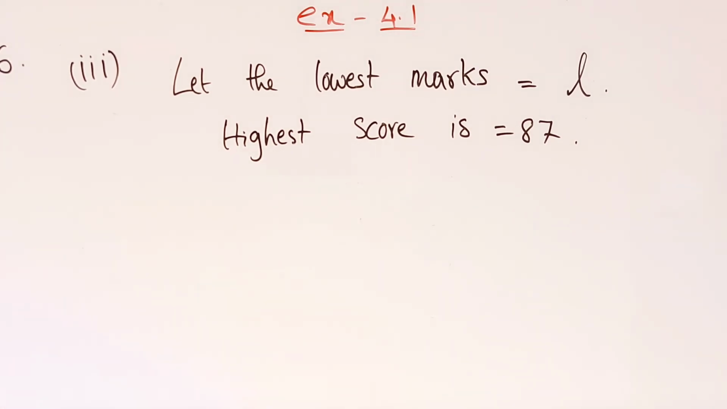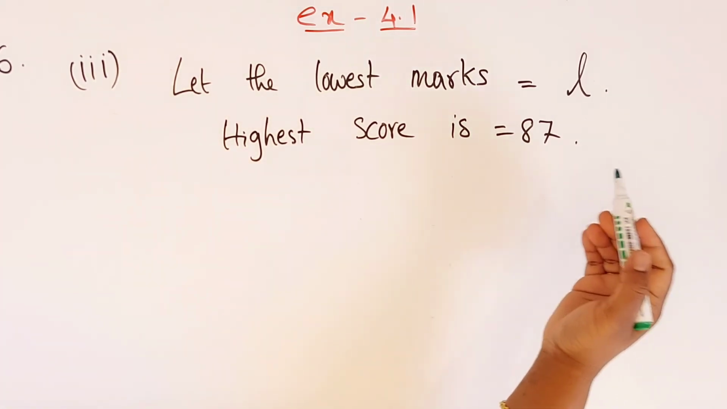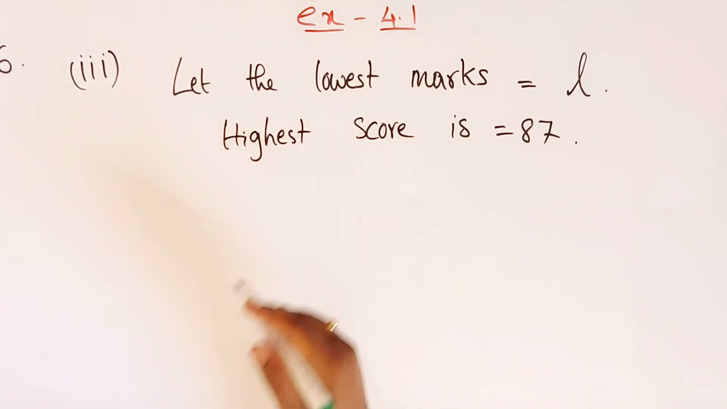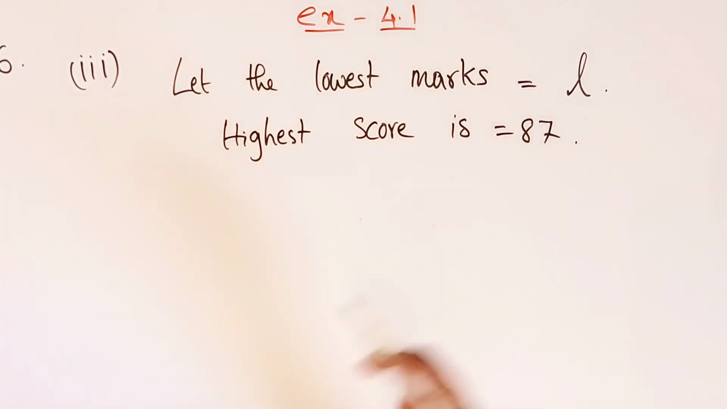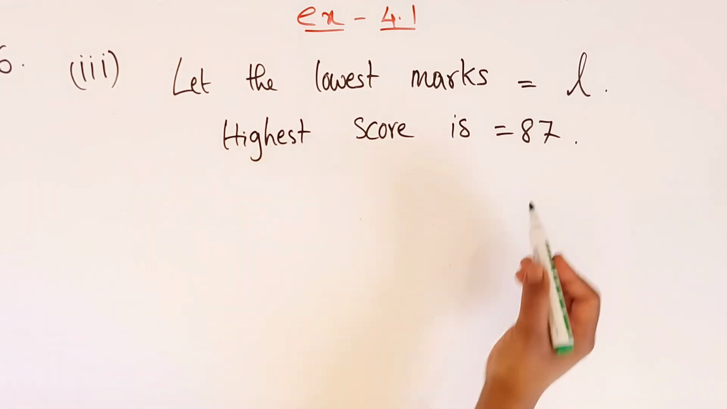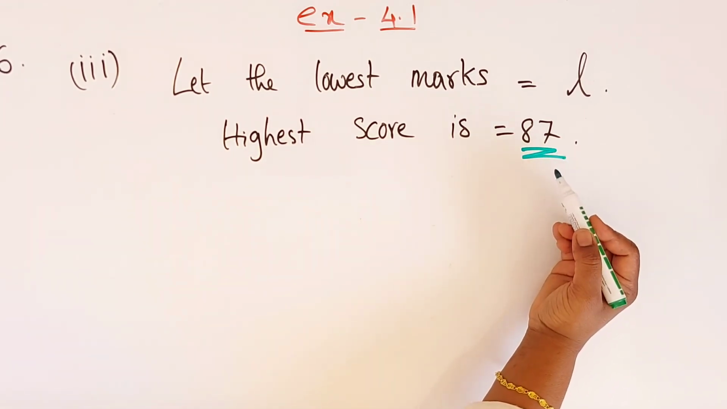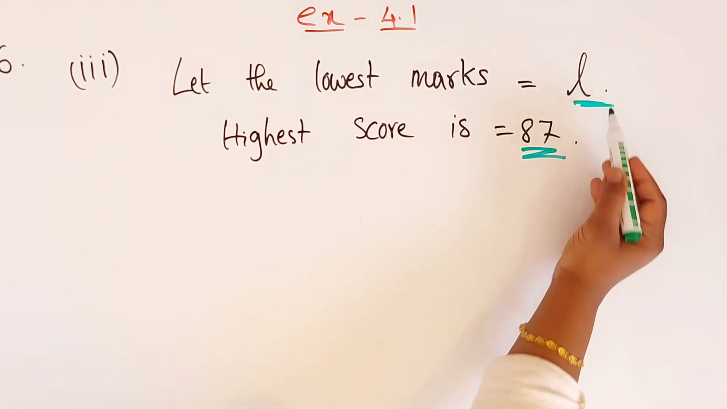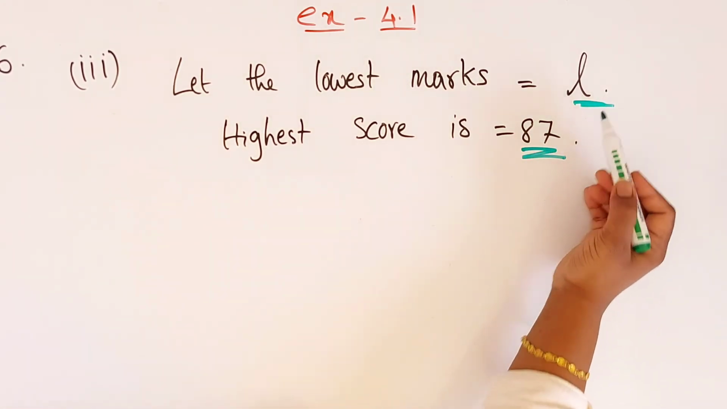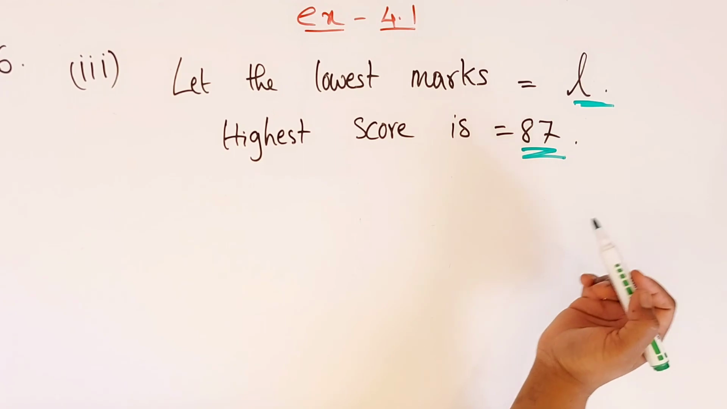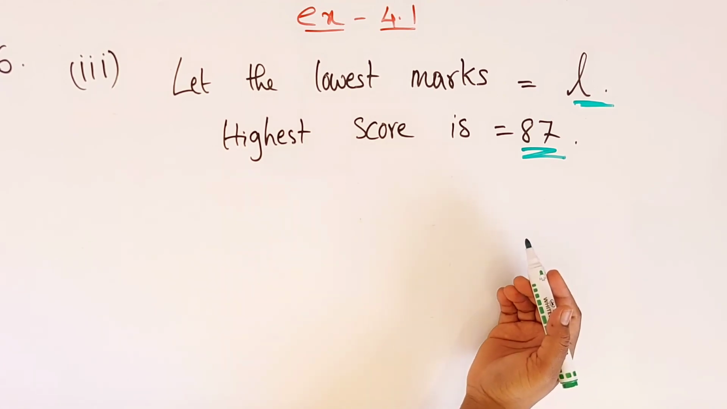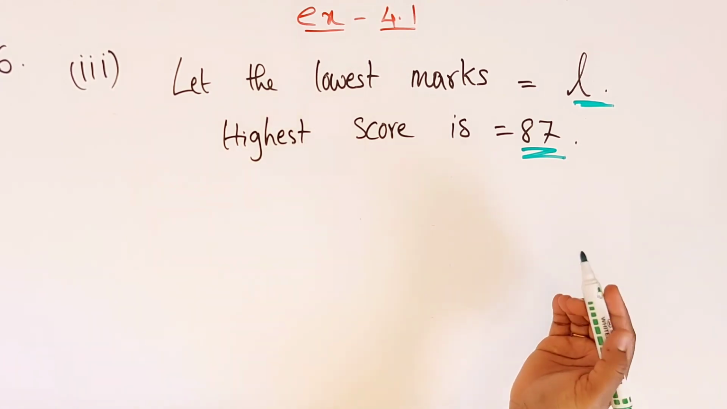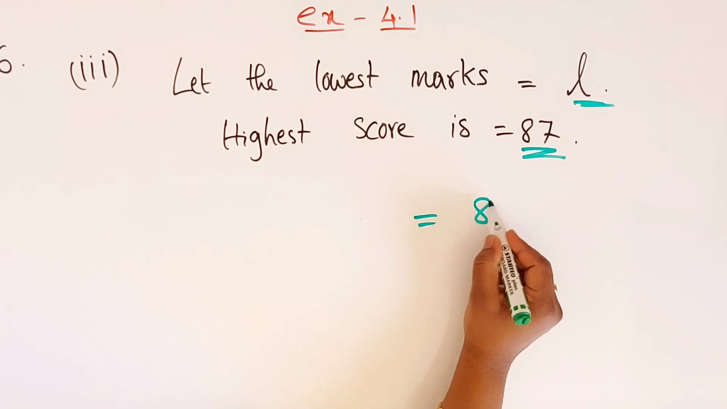Third one children. The teacher tells the class that the highest mark obtained by a student in her class is twice the lowest mark plus 7. The highest score is 87. Take the lowest score to be L. Let the lowest marks L children. Highest score is already given that 87. What is the statement? The teacher tells that the highest mark obtained by a student in her class is, the highest mark is 87. Right?